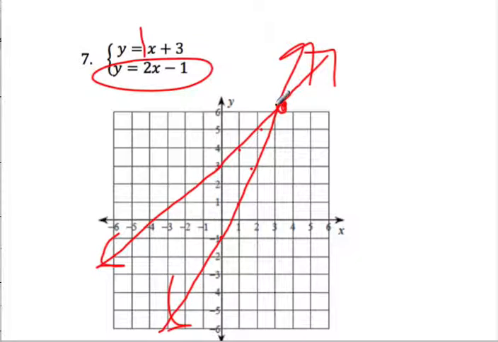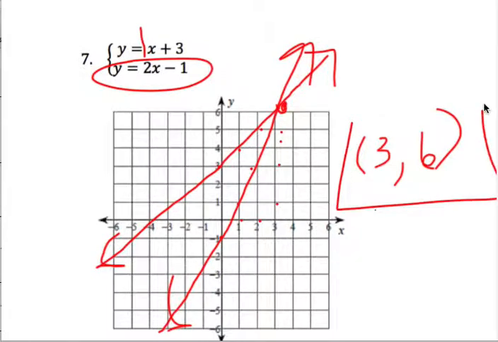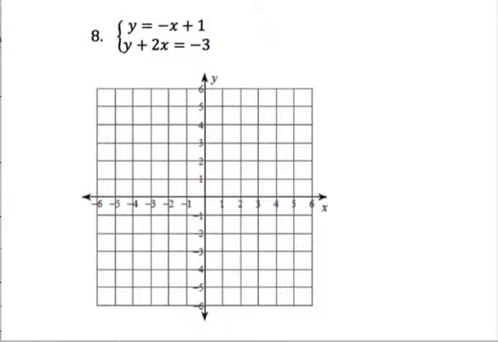So on mine, it looks like I'm going over 1, 2, 3. So my x-coordinate is 3, and then I'm going up 1, 2, 3, 4, 5, and 6. So my estimated point then is 3, 6. Okay. Next, let's go ahead and take a look at this one. Well, we can go ahead and graph that first equation, y is equal to negative x plus 1. So I'm crossing the y-axis at 1. And then my slope is going to be a negative 1, which is really down 1, right 1. Down 1, right 1. So I'm going to go ahead and plot that point to start off with.